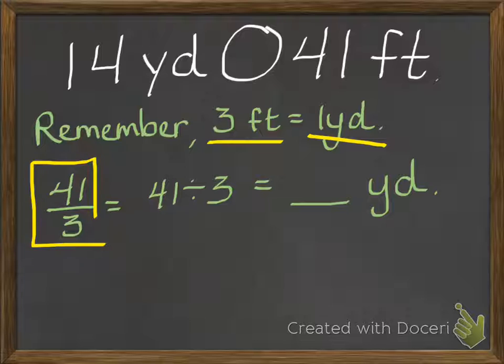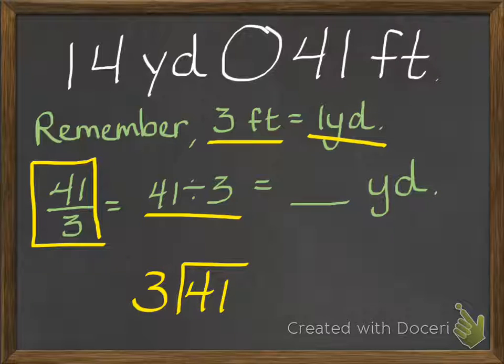You can see that in my fraction here. That's 41 divided by 3. Or I've written it out, 41 divided by 3. So I'm going to use my division box. 41 divided by 3. 3 goes into 4 one time. 1 times 3 is 3. Subtract, bring down. 3 goes into 11 three times. 3 times 3 is 9. Whoops, I'm running out of room. 9, and then 11 minus 9 is 2. So I have 13 with a remainder of 2.